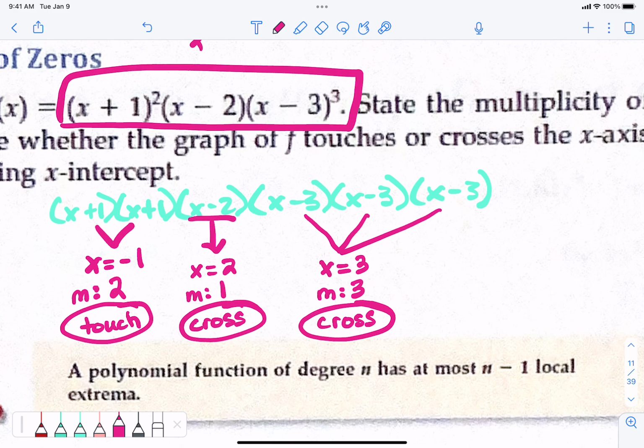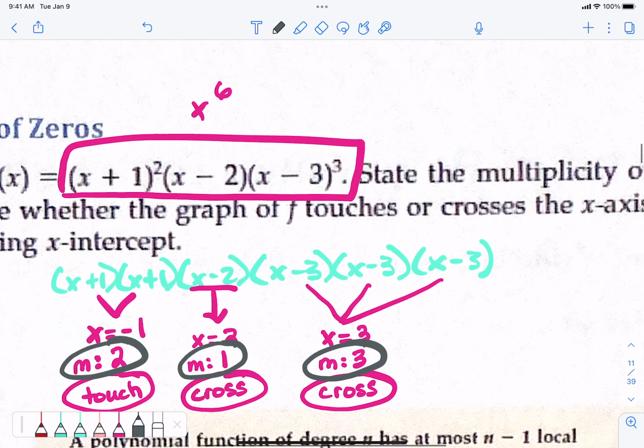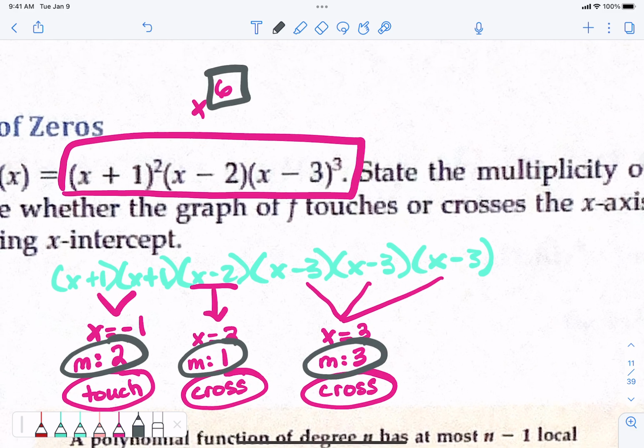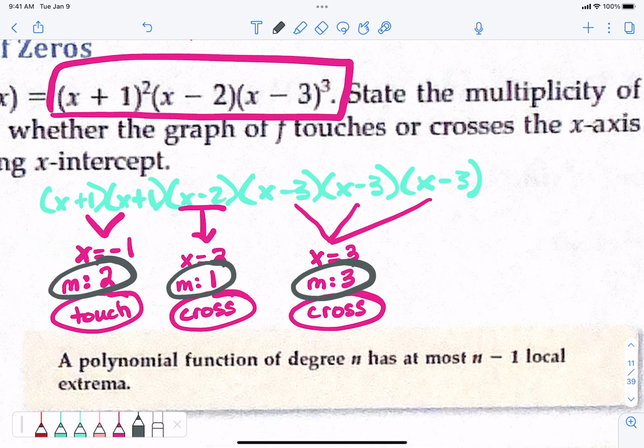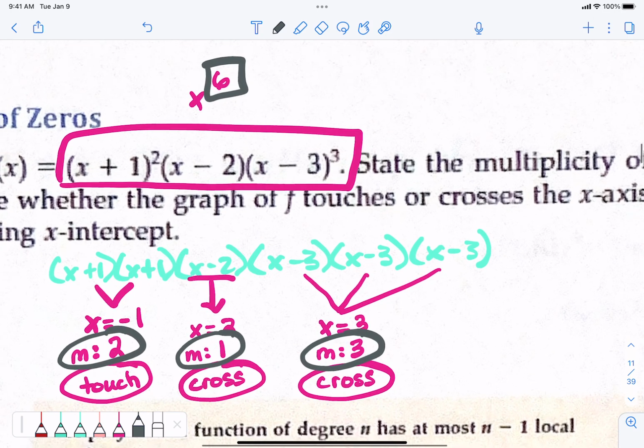Now, one other thing, I always tell my calc kids, your multiplicities, 2 and 1 and 3, those should add up to be your degree. So if this has multiplicities of 2, 1, and 3, and I add those up together, that should be 6 total zeros, right? It just so happens that some of those zeros are repeated. Does that make sense?